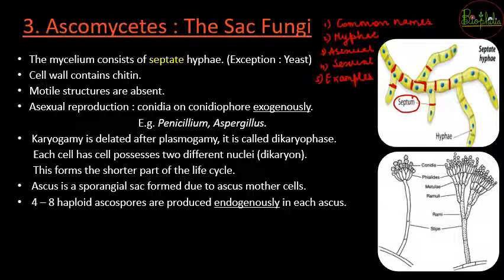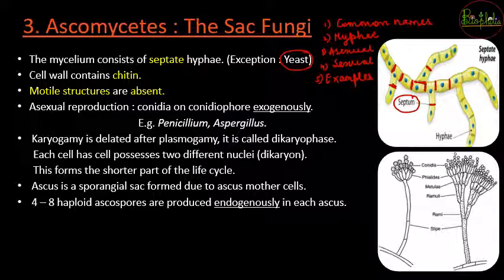But an exception prevails over here as well. The exception is the unicellular fungus, that is yeast. In unicellular fungi there is only one nucleus inside the fungus, so there is no need for any septum. Now let's see the cell wall. The cell wall is going to be made up of chitin, and here too, like Zygomycetes, there are no motile structures, so all motile structures would be absent.